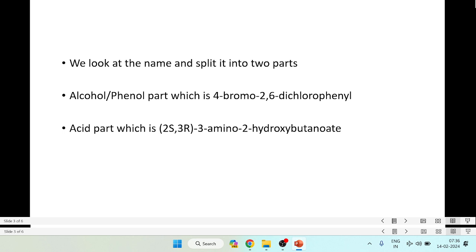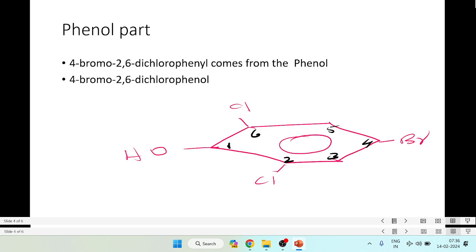Now the acid part of the name also contains 2S and 3R, which are chiral centers or stereo centers. So we can also observe that the ester is optically active. Now let's look further. If you look at the phenolic part of the name, we can say that the phenolic part comes from the parent structure 4-bromo-2,6-dichlorophenol, whose structure is given below.